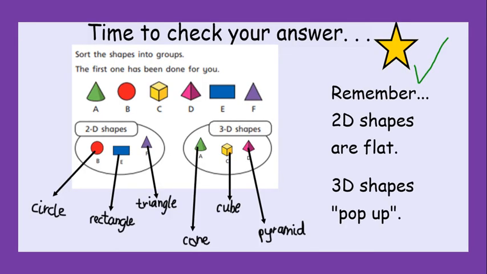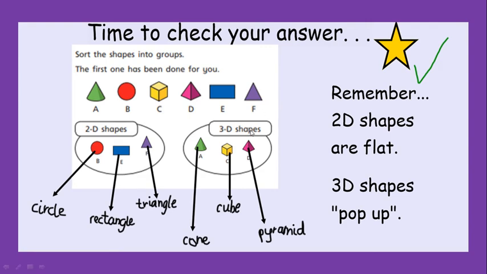Okay then, so I've just said here, remember that the 2D shapes are flat and the 3D shapes pop up. So I've got here in my 2D shape sorting circle, or sorting oval I should say, that's not a circle, that's an oval. I've got a circle in my sorting oval, I've got a rectangle, and I've got a triangle. And all of those shapes are 2D flat shapes.